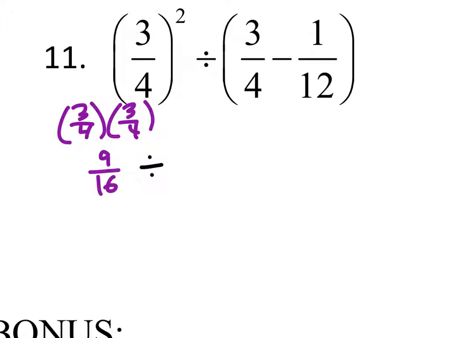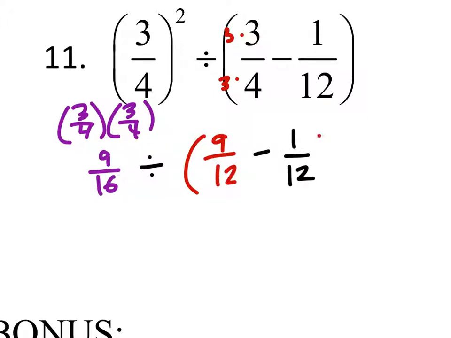This one's nice because it doesn't matter. So I'm going to use 12 as my common denominator. I'll multiply the 4 and the 3 by 3. So this gives us 9/12. And then this is minus the 1/12. 9/16 divided by 9/12 minus 1/12 would give us 8 of those 12s.